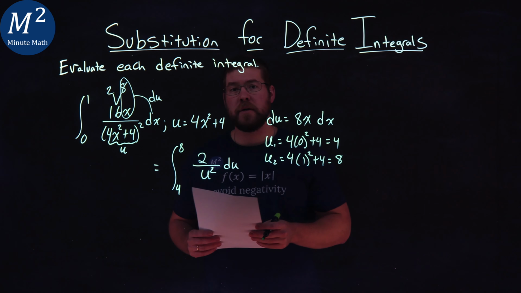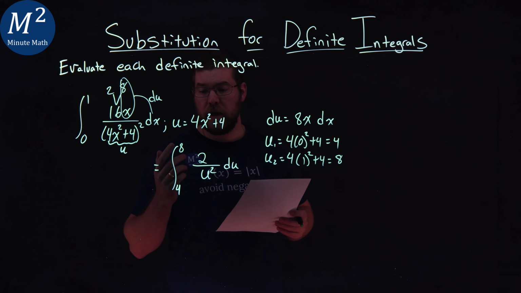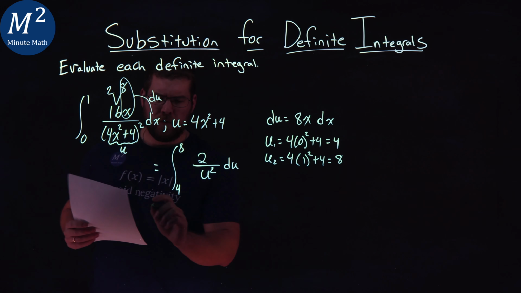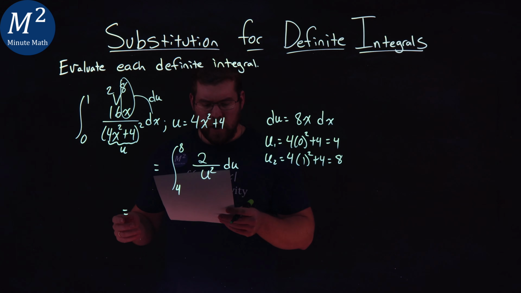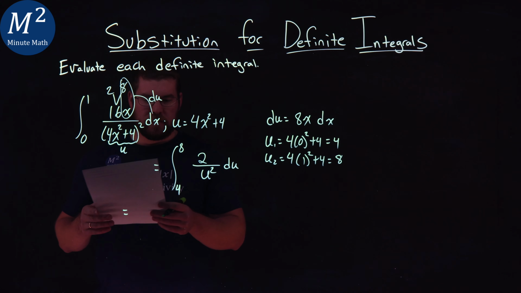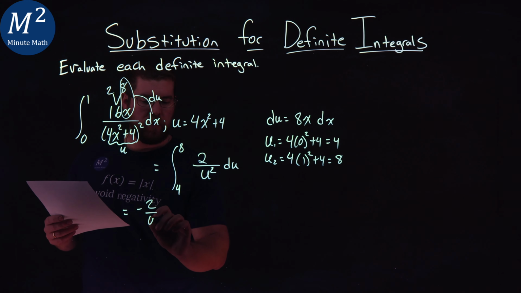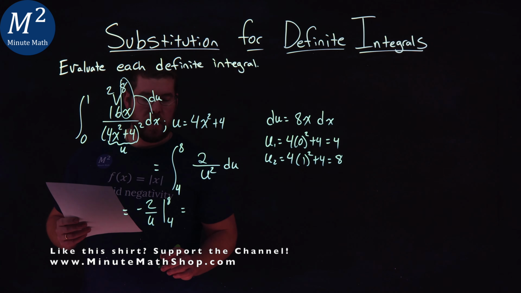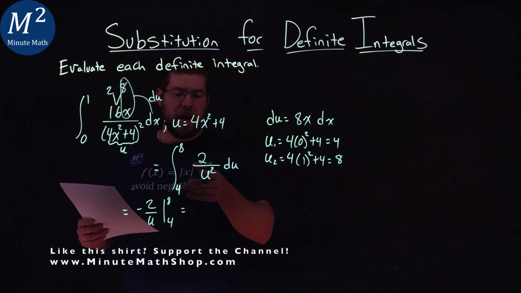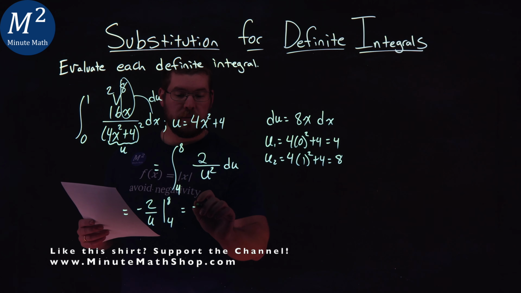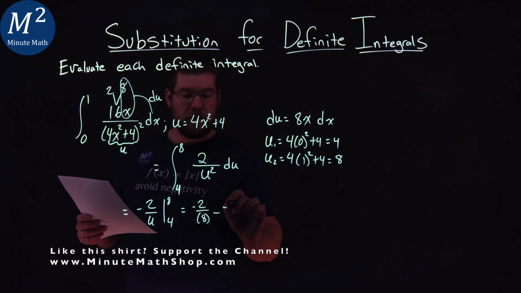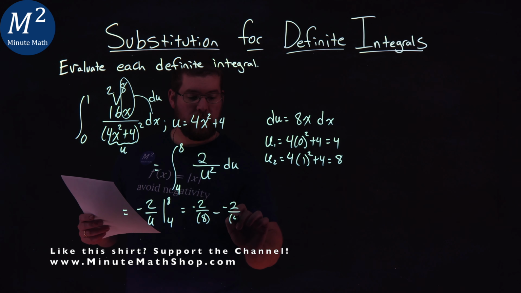And now we have an integral in terms of u that's much easier to solve. The integral from 4 to 8 of 2 over u squared du. So let's go solve it. What is that integral? Well, 2 over u squared integrates to be a negative 2 over u. And we're integrating this between 4 and 8. So we plug in our 8 value for u and our 4 value for u and subtract them. So negative 2 over 8 minus a negative 2 over 4.